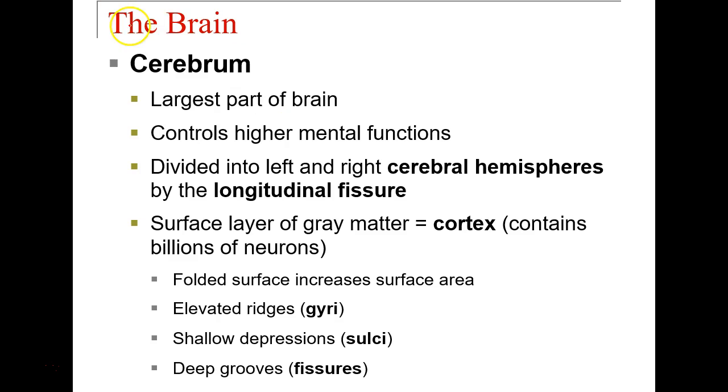All right, so the brain, the cerebrum. Mostly what people think of when you think of the brain. It is the largest part. We control higher functions. We have cerebral hemispheres, a left and right, divided by the longitudinal fissure. This is where that falx cerebri dives down to the center of the brain. And then we have surface layers of gray matter. This is our cortex.